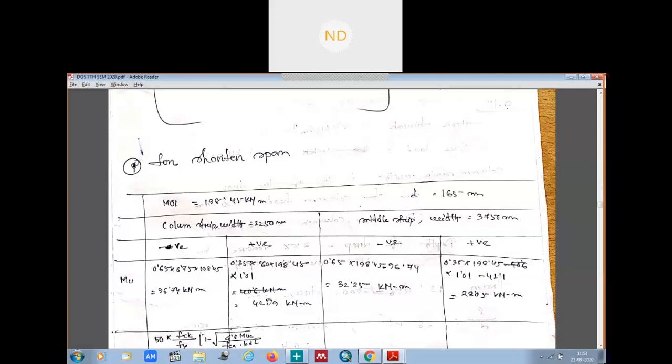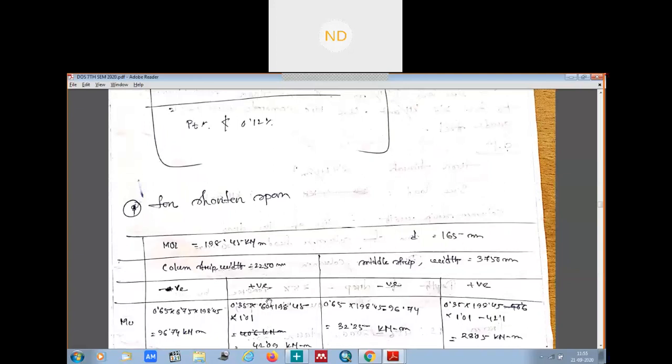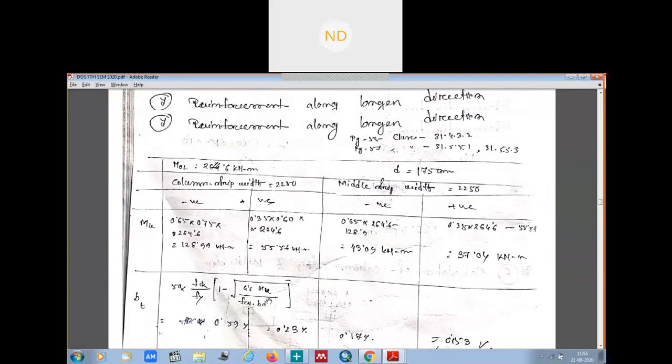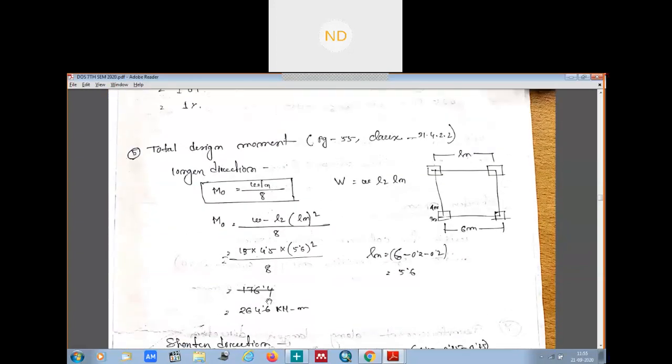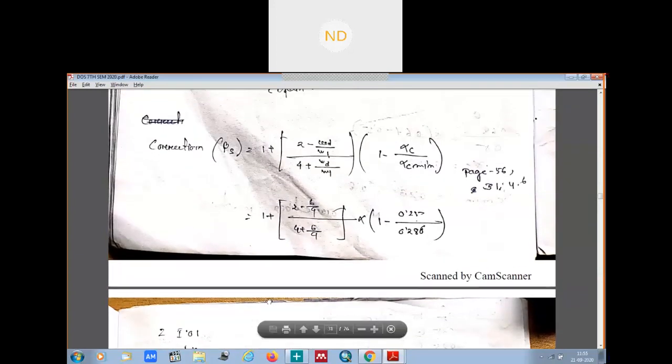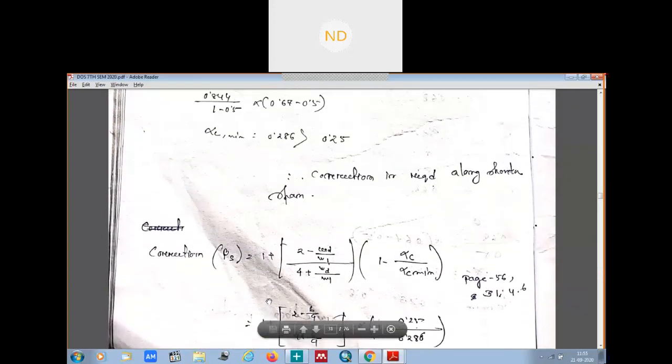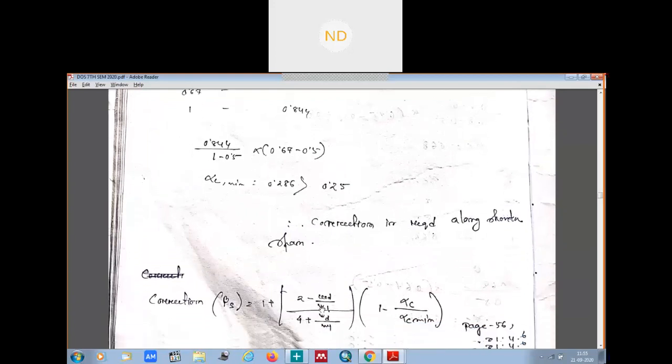Now here, one more thing. I told you there was a correction. If we go to the previous step, we had got the correction. Along the shorter span, a correction was required for the pattern loading. How much correction was required? Along the shorter direction, we had 1%.